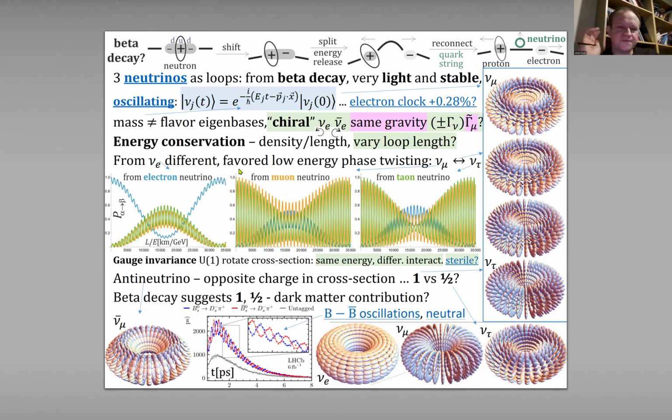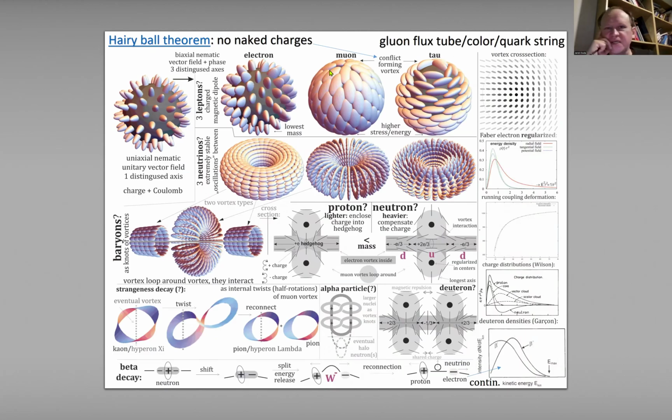Okay, so here is a summary. In three dimensions, we can get this hedgehog as elementary charge of one of the axes because of living in three dimensions. We have three leptons, three neutrinos. There is the hairy ball theorem: trying to align the second axis on the sphere, we cannot do it. So there are no naked charges. Leptons also require the spin, magnetic dipole moment. So then there are baryon, the deuteron, strangeness.